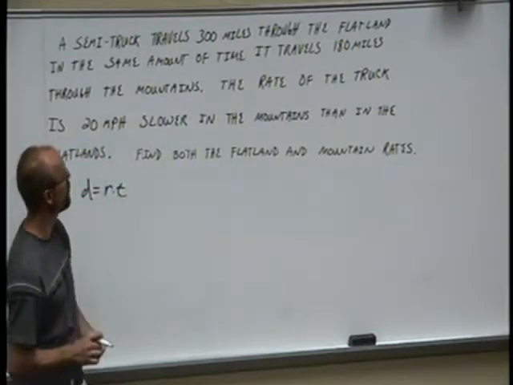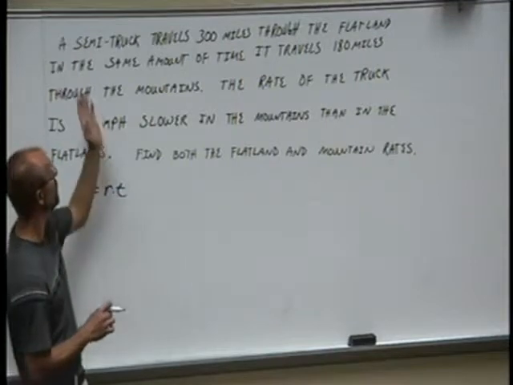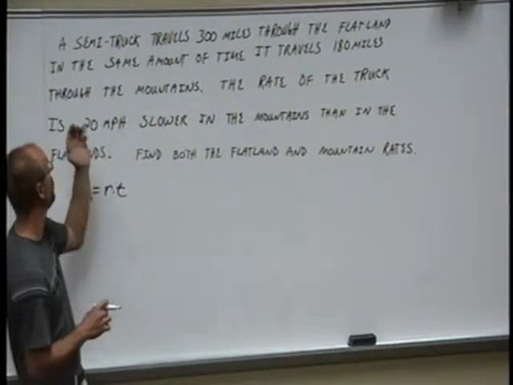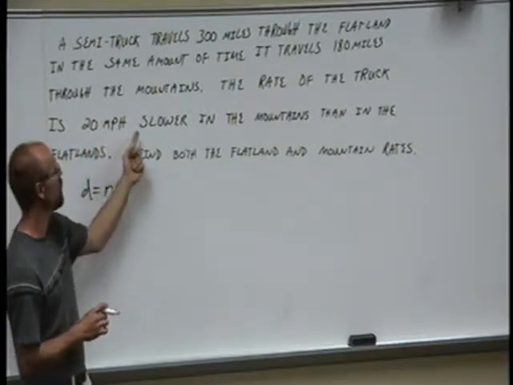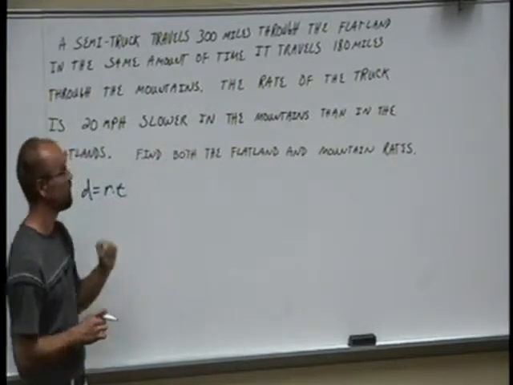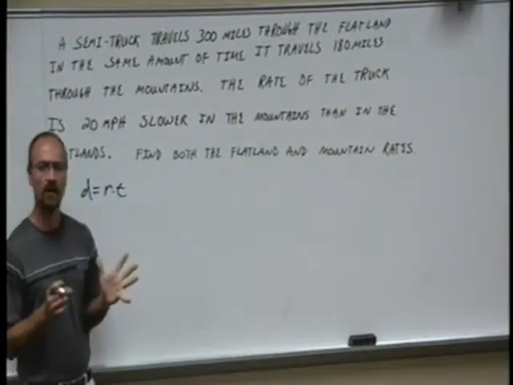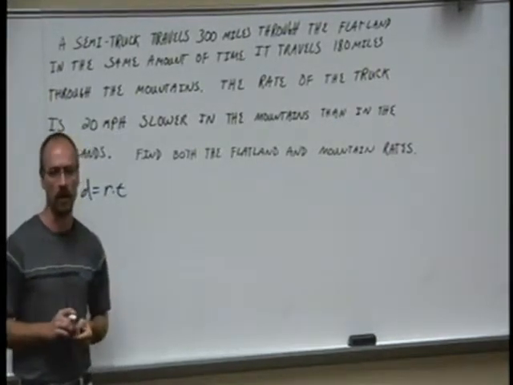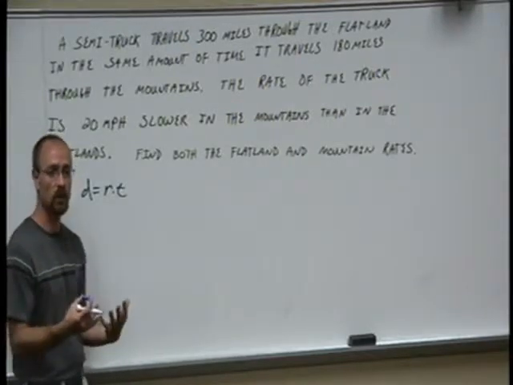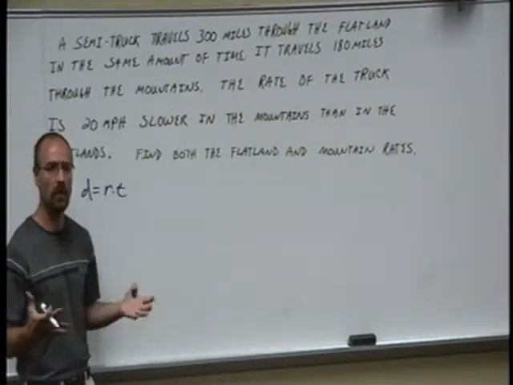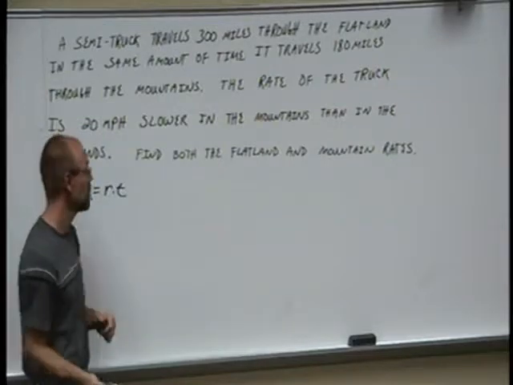The semi-truck travels 300 miles through the flatlands. In the same amount of time it travels 180 miles through the mountains. The rate of the truck is 20 miles per hour slower in the mountains than in the flatlands. So let's maybe help us visualize what's taking place here. Sometimes drawing an illustration and visualizing the problem can help us put together what equation we need to build.